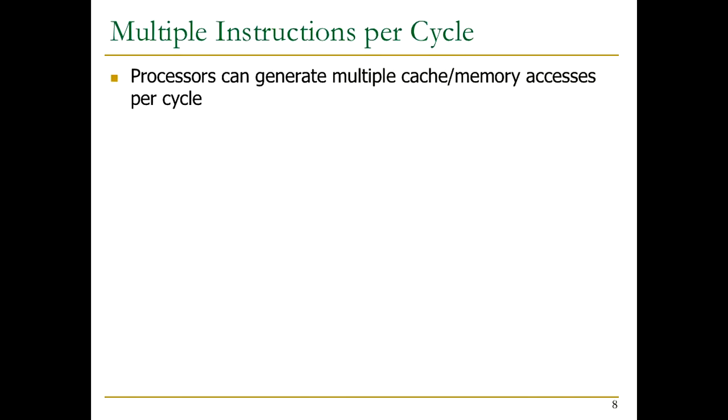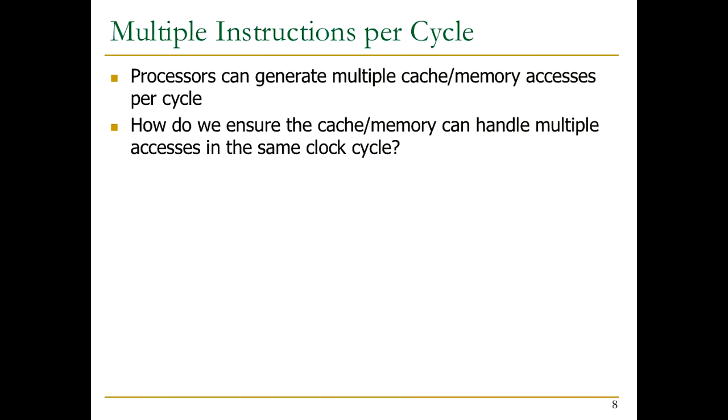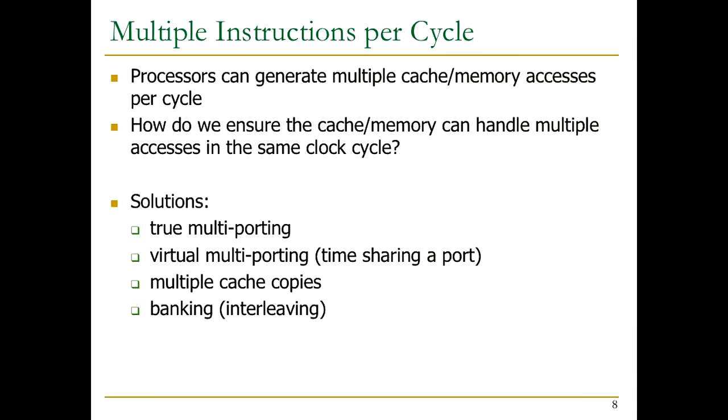So how do we ensure the cache and memory can handle multiple accesses in the same clock cycle? We talked about the miss buffers, but there should be more. Right? The substrate itself needs to deliver you multiple accesses. So there, we're going to go over several solutions, a combination of which is implemented in multiple systems. Some of them are harder to do at this point. True multiporting, virtual multiporting, multiple cache copies, and banking interleaving.